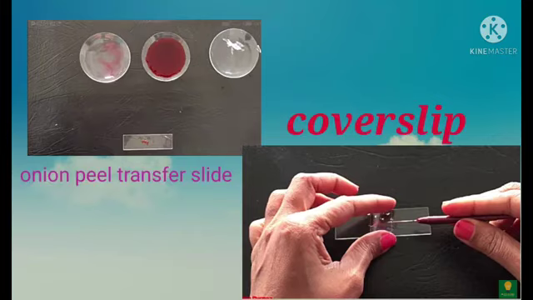Observations: a large number of rectangular cells are visible. These cells lie close to each other with intercellular spaces between them. These cells are surrounded by distinct cell walls. These cells have a dark stained nucleus and a large vacuole in the center.